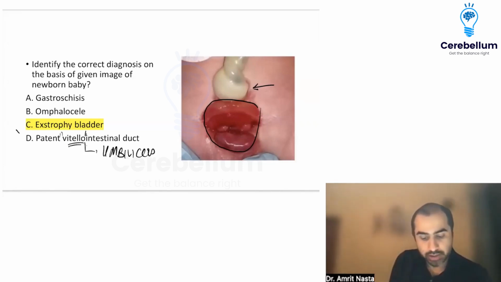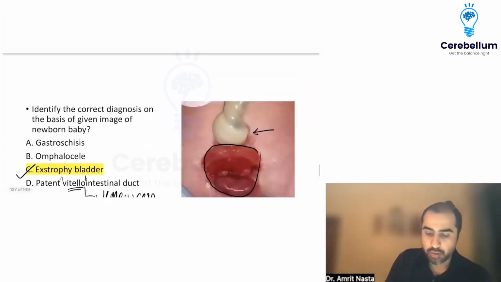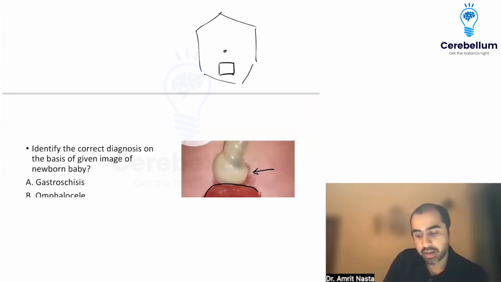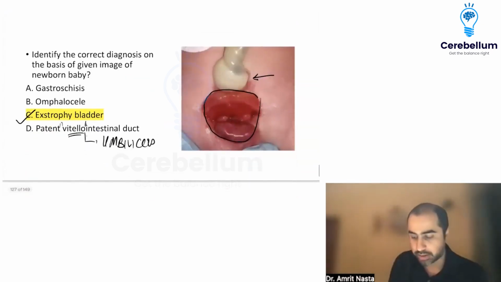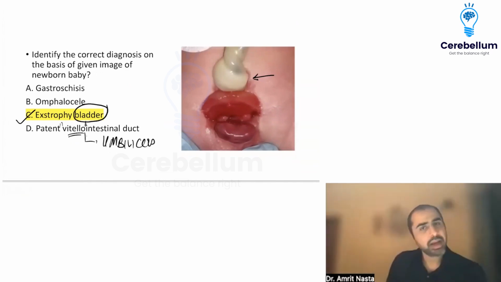This is going to be exstrophy of bladder. Exstrophy of bladder means the lower abdominal wall, the wall below, is missing. So there is a hole in the infraumbilical abdominal wall, and the bladder is jutting out. The urinary bladder comes out. What you are seeing here, this part, is probably the urinary bladder. That is called ectopia vesicae. Okay, not cloaca. Ectopia vesicae, exstrophy of bladder. It is a congenital defect.